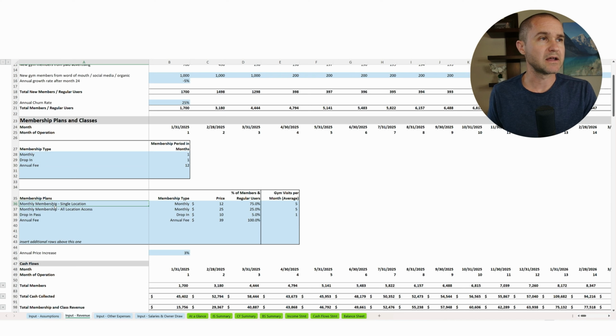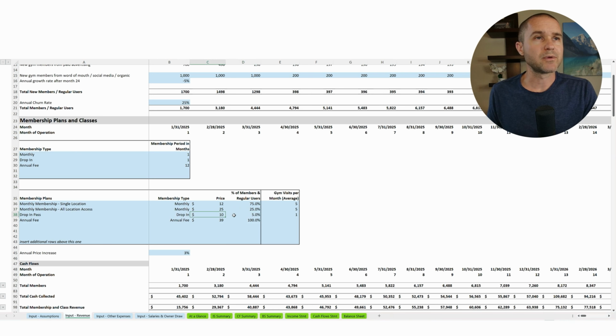So let's say we've got a monthly membership here for a single location priced at $12 a month. We're saying 75% of users are subscribing at that level, and on average, we think those users are going to use the gym 5 times a month. And then we're going to have another monthly membership, the premium option, where you get access to all the locations if it's a chain of gyms. That price could be $25 a month, with 25% of customers using that level.